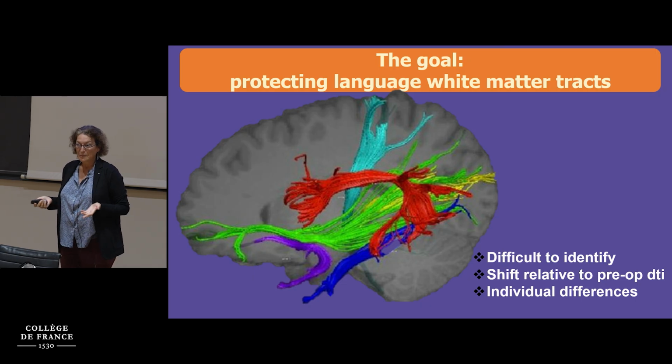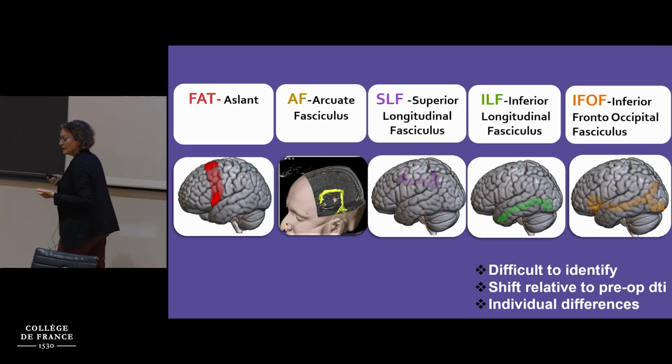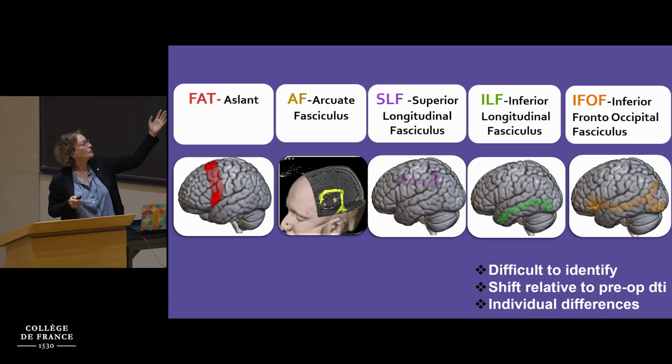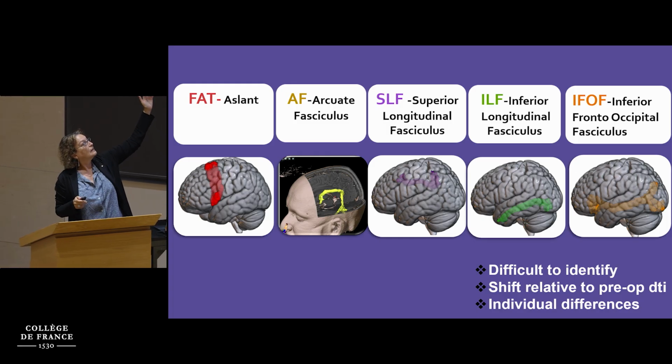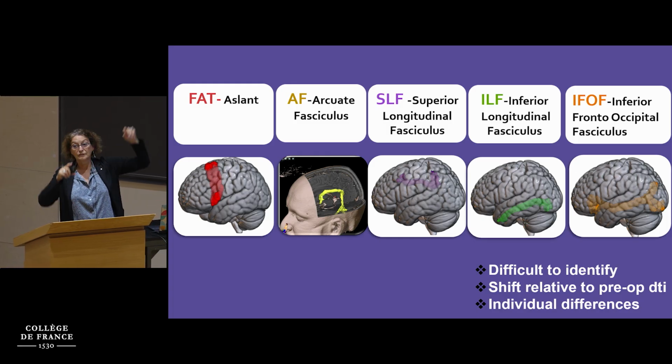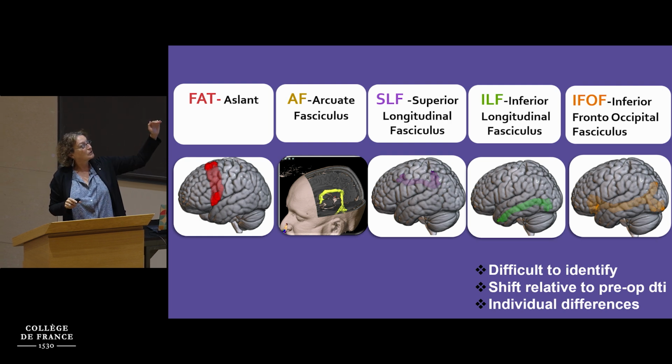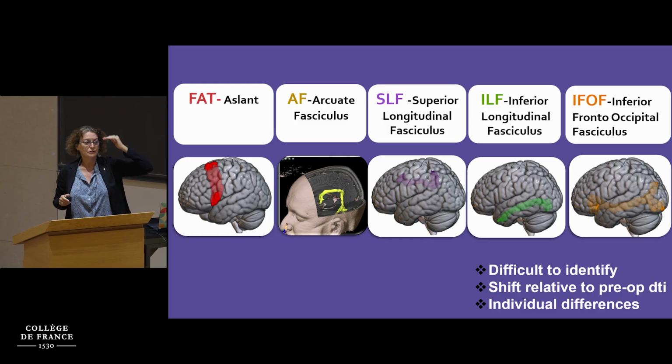Now, why is it problematic? Just to introduce to you some of the language tracts: you can see the arcuate fasciculus, the one that looks like an arch, the superior longitudinal fasciculus, the purple one, the ILF, the green one that goes ventral, that is lower, and the IFOF. It goes from the occipital lobe to the frontal lobe.